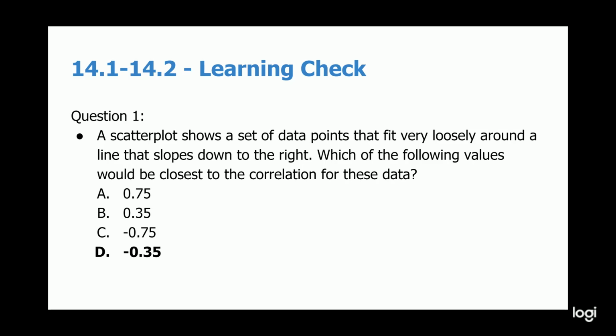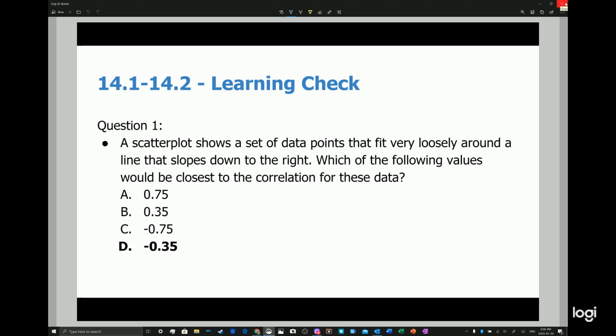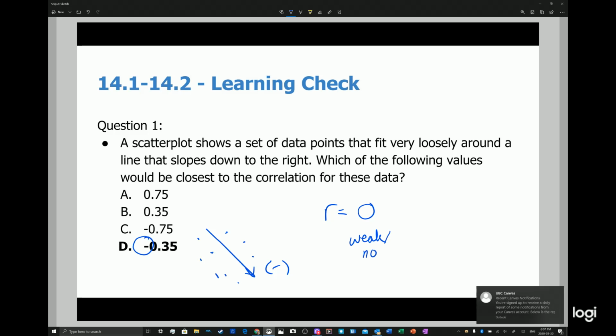Again, the sign indicates the direction. If it slopes down, is it a positive or negative correlation? If you think negative, that's correct. Slopes down, downhill, negative correlation. And because the points are fitting loosely, that means not close to that line. It's closer to 0 than it is to 1. So if it's a 0 for R, that means it's weak or no correlation. If the R is closer to 1 or at 1, that means it's strong. And if it's 1, a perfect correlation.